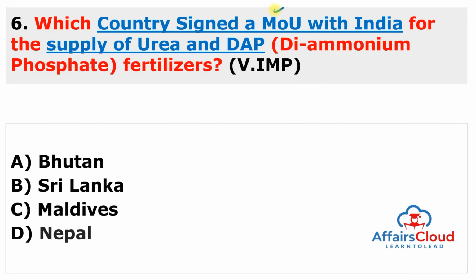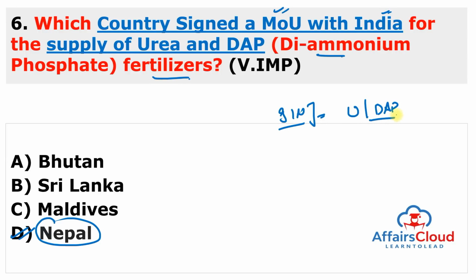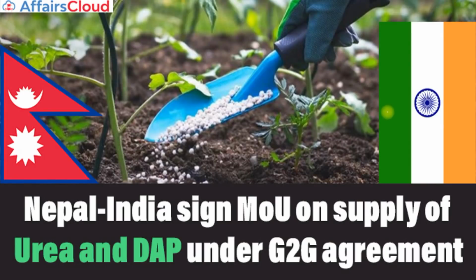Now we are moving to the next question. Which country signed a memorandum of understanding with India for the supply of urea and diammonium fertilizers? And these urea and diammonium phosphate will be supplied by India to Nepal. So the answer of this question is D. Very simple question. A memorandum of understanding has been signed between India and Nepal for long-term supply of urea and DAP. DAP stands for diammonium phosphate fertilizers from India to Nepal under a government-to-government arrangement.